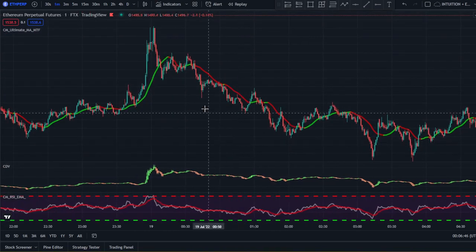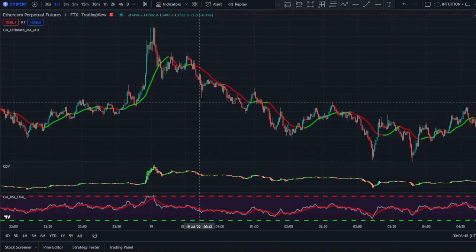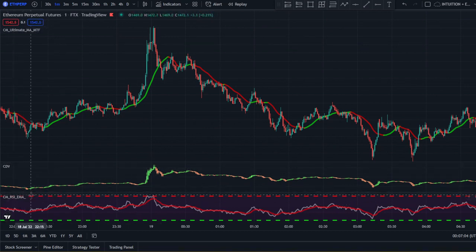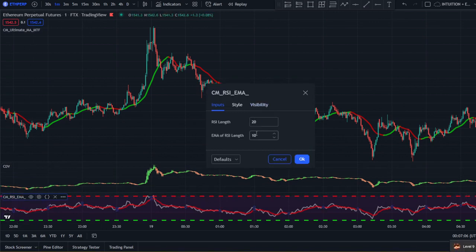So as you can see, this main strategy is about having the pullbacks, and then you're following the trend on the 1 minute time frame and looking for quick in and out scalps. So let's change the indicator. For the CM Ultimate multi-time frame, you do not need to change anything. Same for the CDV indicator, you do not need to change anything. However, for the CM RSI EMA, you have to change some stuff.